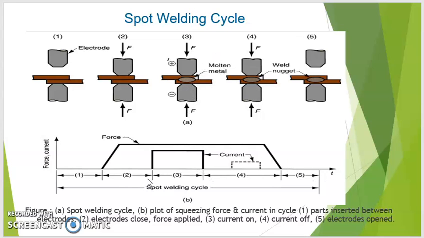Then similarly the current is applied at stage 3. So it increases again, remains constant, and it again falls off, because we discussed that in the fourth portion the current is finally withdrawn. So this is, sorry, not the weld thermal cycle, this is the variation of the force and current for a spot welding cycle. This is the basic cycle.